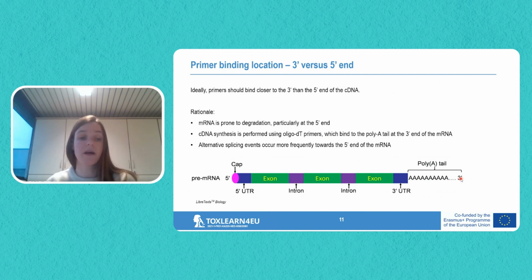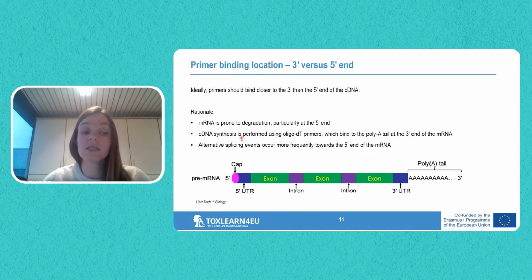And the reasoning behind this is that mRNA is quite prone to degradation, and the degradation will mostly take place at the 5' end. So if you want to still have intact mRNA, you're more likely to find it at the 3' end of the molecule.